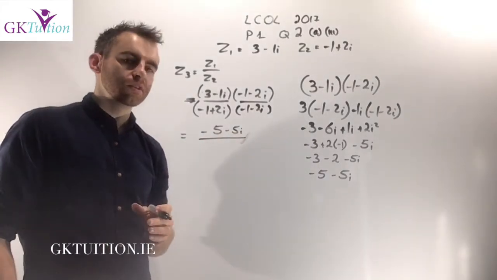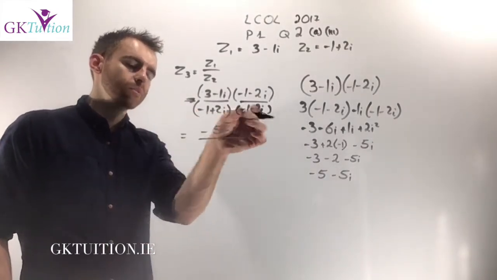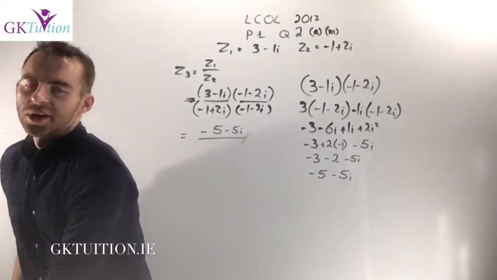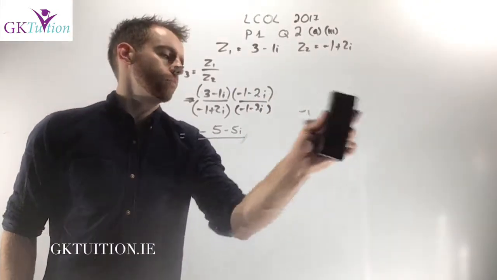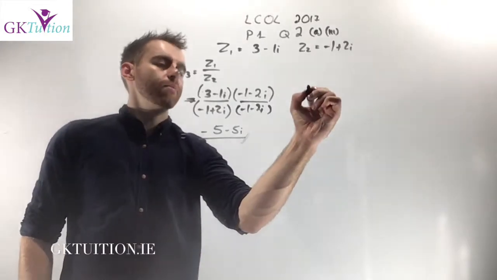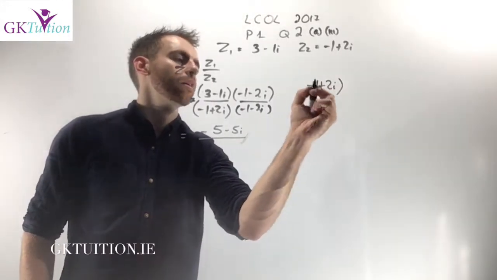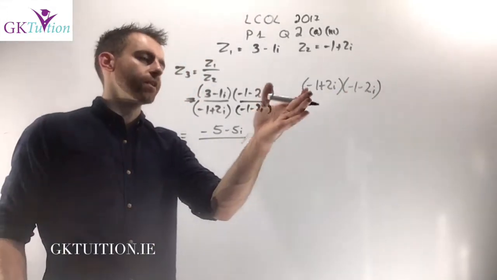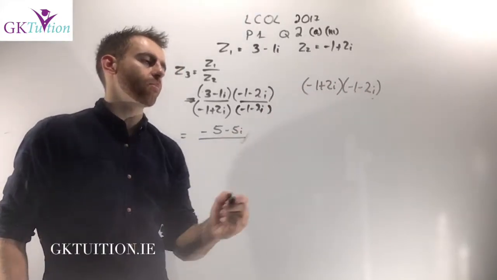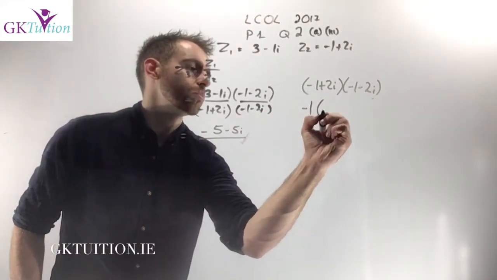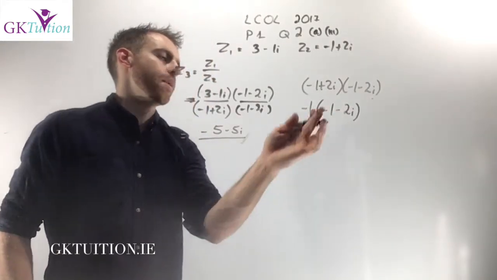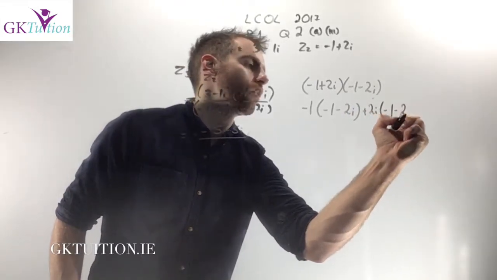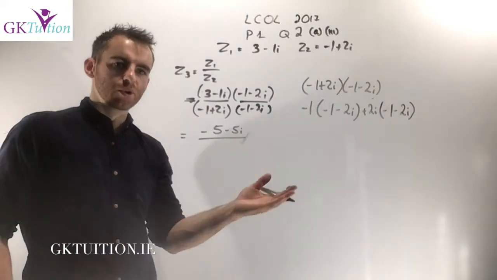Now, the next thing we need to do is multiply the bottoms by each other. We need to multiply minus 1 plus 2i by minus 1 minus 2i. So let's continue that on here. The bottom of the fraction, I have minus 1 plus 2i multiplied by minus 1 minus 2i. In order to multiply double brackets, it's the first thing by the second bracket and then the second thing by the second bracket. So it's going to be minus 1 multiplied by minus 1 minus 2i. And then the second thing in the first bracket is plus 2i multiplied by the second bracket, which is minus 1 minus 2i. And now I can just multiply it out.